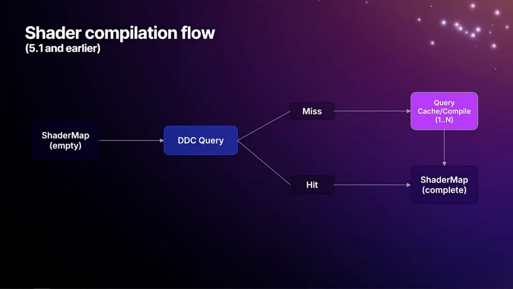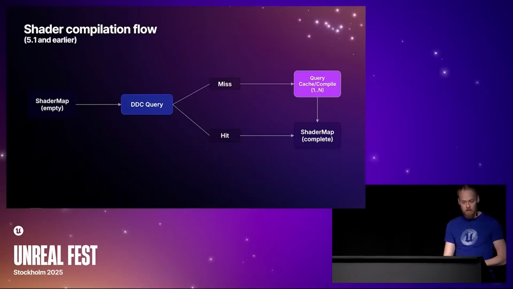So just a bit of a diagram to show you the old version of the shader compilation flow. Only full shader maps cast to DDC. Any misses on DDC queries necessitated that all shaders for the shader map would be either compiled or, possibly, and not really terribly commonly, retrieved from the previously mentioned in-memory shader compile job cache.